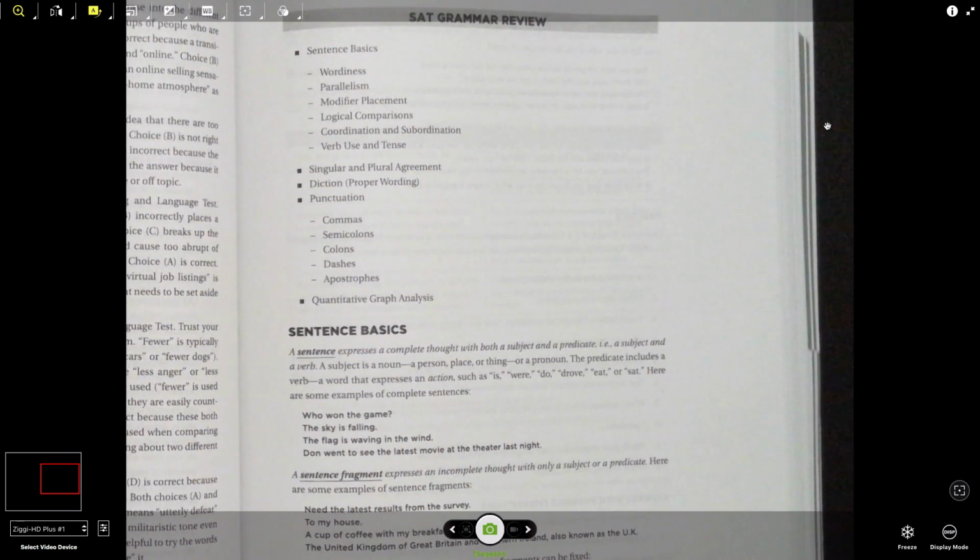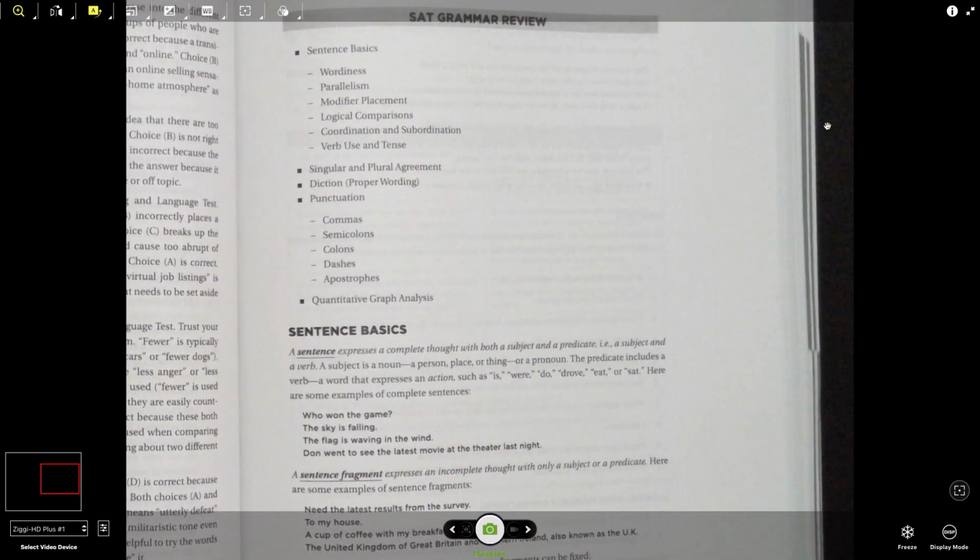Then you have logical comparisons. Basically this is saying that my house is better than you. That is wrong because you can't compare your house with another person. You should say my house is better than your house or that of yours. So that would be a logical comparison.